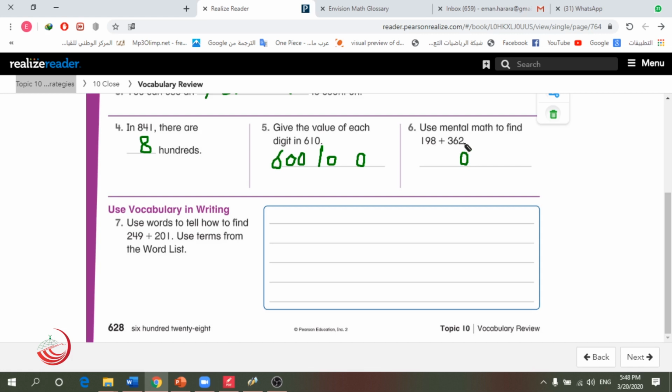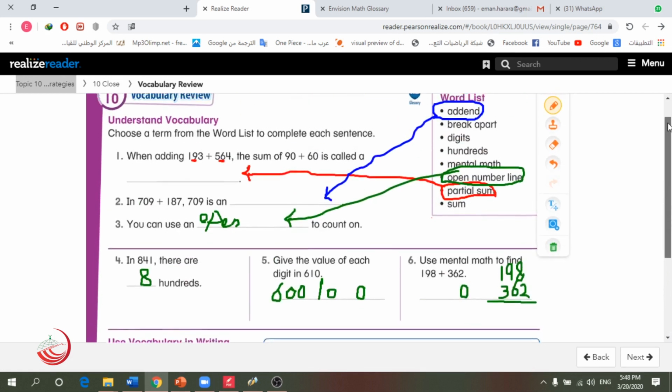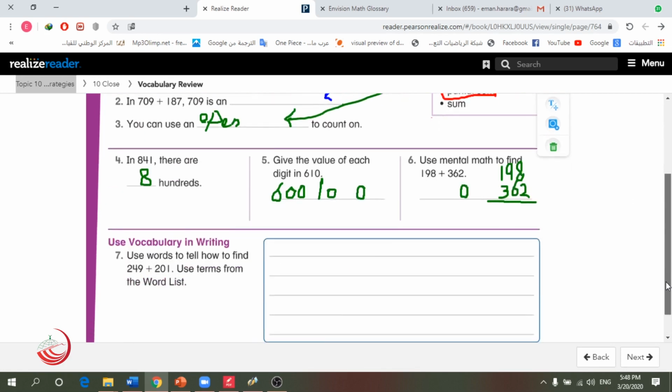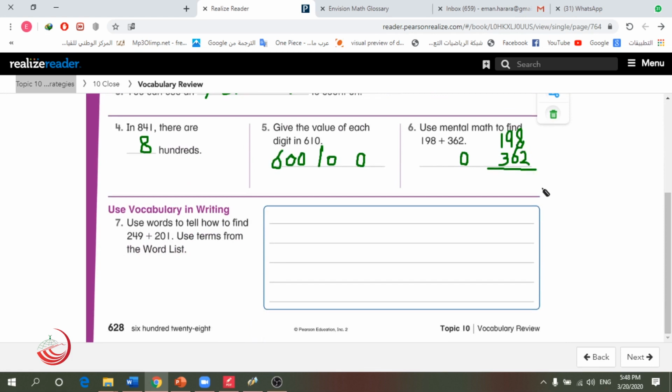I will write the whole number here to see it. 198 plus 362. Make a line. Let's change the color of the pen to see the answer here. So 8 plus 2, it will be 9 and 10. I will put the 0 here. I will put the 1 here up.